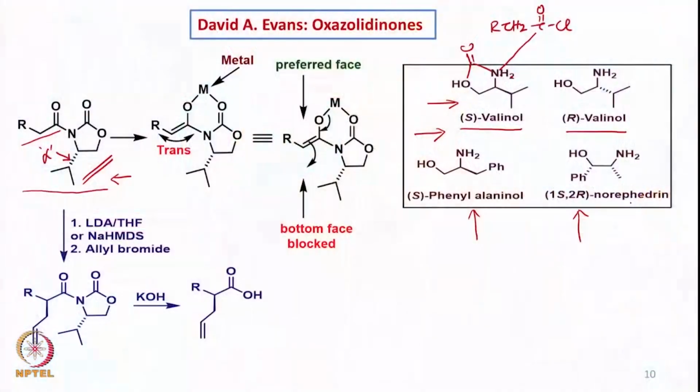Now as you can see here, when such a compound is deprotonated, we expect this type of intermediate to form. The reason for that is it forms a 6-membered chelate with the metal, and once that happens, as you can see here, the R group and the large auxiliary here are basically trans oriented to each other.